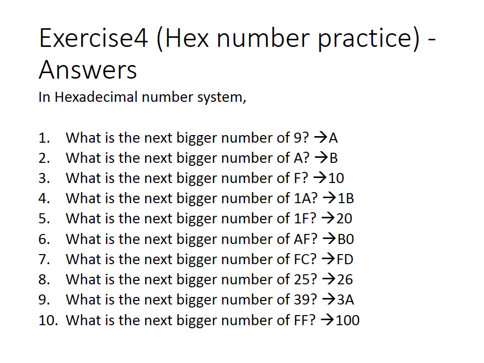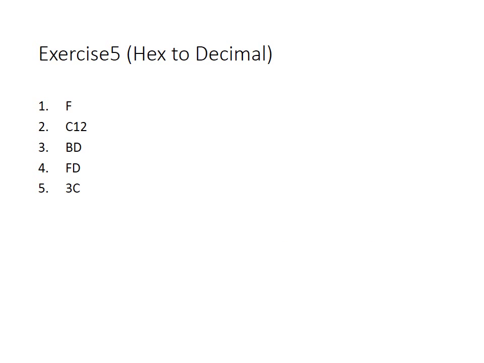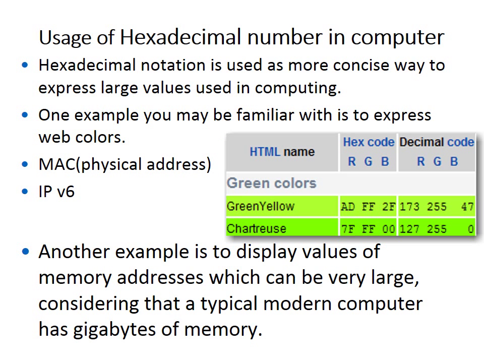This is the answer. To convert hexadecimal to decimal, the principle is the same as binary. A hexadecimal number 1A0F is 1 times 16 power 3, A times 16 power 2, 0 times 16 power 1 and F times 16 power 0. So it is 4096 plus 2560 plus 0 plus 15 equals 6671 in decimal. Convert hex numbers to decimal. This is the answer. Examples of hexadecimal numbers usage are web colors, IPv6, and memory addresses.